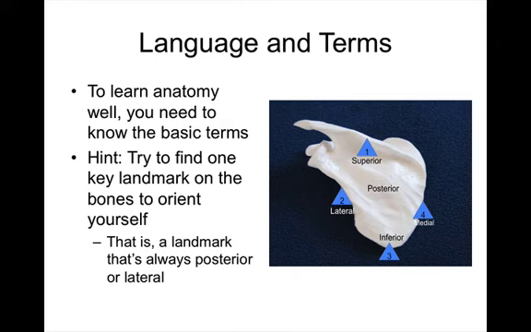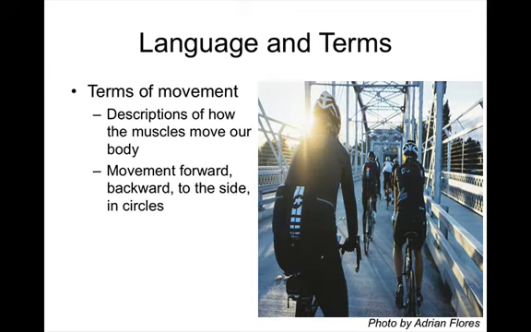So that's a hint going forward as you learn the skeletal system: try to find a key landmark and use that key landmark. You can do this for learning muscles or nerves or anything else in anatomy as well. Then as we dive into video 3, for example, we'll talk about terms of movement. We're describing how the muscles are moving our skeletal system, how the parts of our body are moving in relationship to each other. We'll talk about movement forward, backward, to the side, in circles, back toward the body, for example.